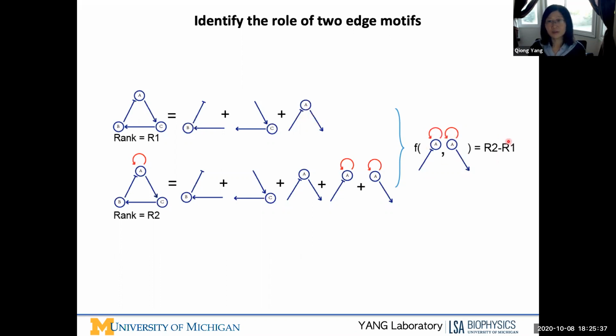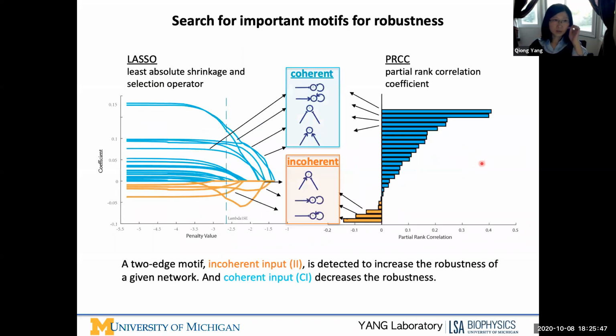And then we basically calculate the difference of the 2 edge motifs and the difference of their performance, which in this case R is a rank percentile of the Q value. Okay. So then we use a statistical tool called lasso, which is a linear regression technique. And we also compare with an alternative statistical tool, partial rank correlation coefficient. We wonder which of these 2 edge motifs plays an important role to increase or decrease the robustness of a topology, okay? And interestingly, both seem to point to the same clusters.